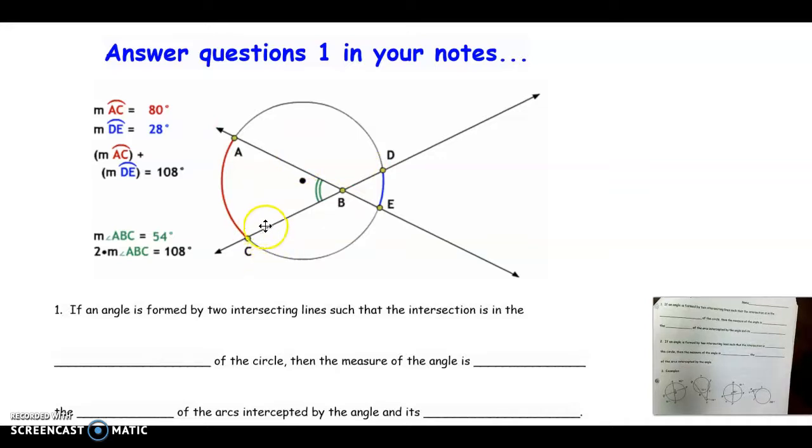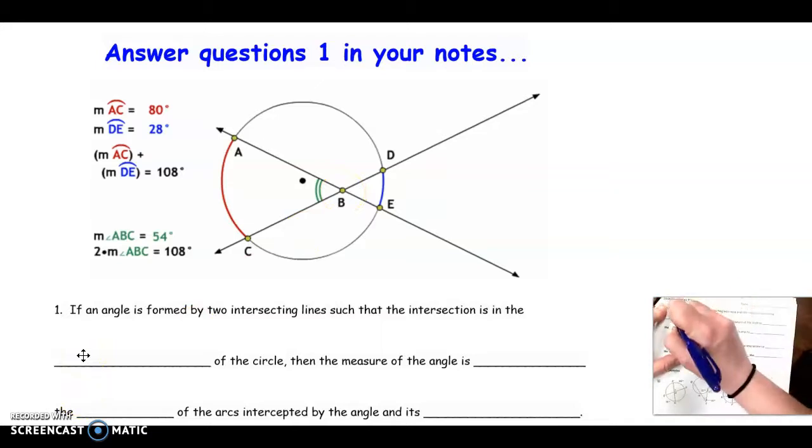Number 1 says, if an angle is formed by intersecting lines such that the intersection is in the what of a circle? Well, this is inside the circle is where the vertex of this angle is. So we're looking at angle ABC, and its vertex is point B, and it's inside the circle. So that would be the first blank. Inside the circle.